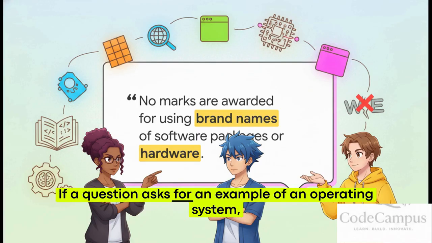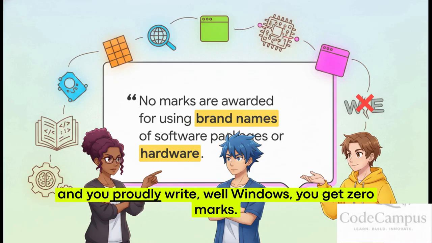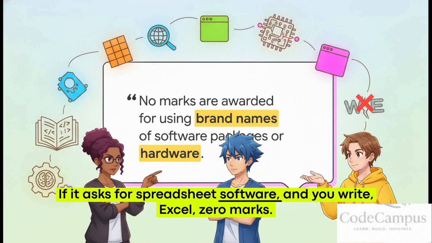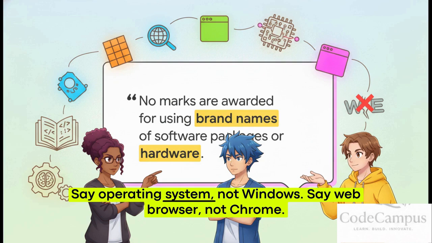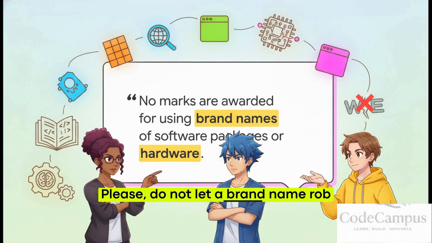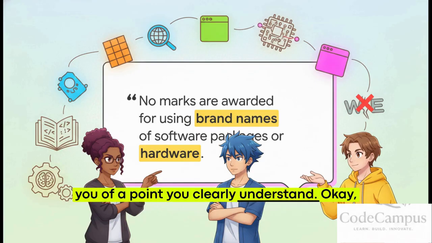If a question asks for an example of an operating system and you proudly write Windows, you get 0 marks. If it asks for spreadsheet software and you write Excel, 0 marks. You have to use generic technical terms. Say operating system, not Windows. Say web browser, not Chrome. Please, do not let a brand name rob you of a point you clearly understand.